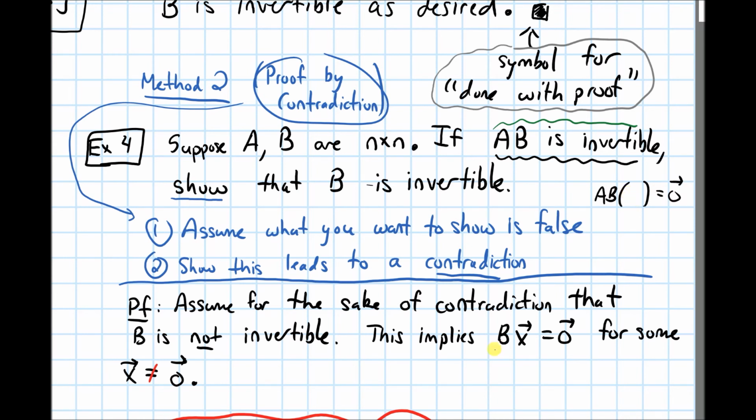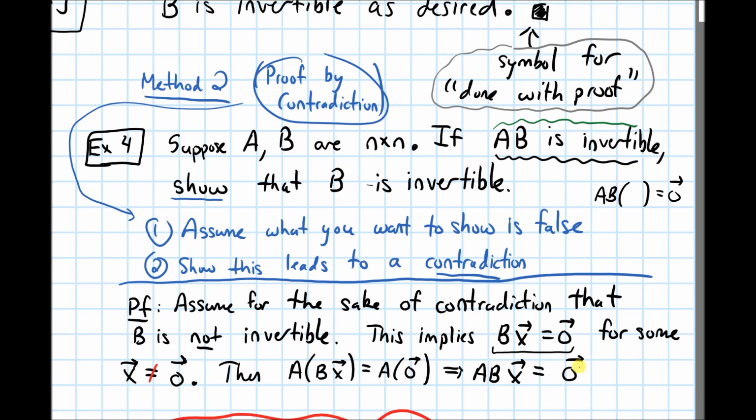And I could get that really quick from this equation by multiplying both sides by A on the left. Anytime I multiply an equation on both sides by a matrix, I have to stay consistent with which side I multiply on. So if I multiply on the left on one side, I have to multiply it on the left of the other side. So I multiply both sides by A. So this implies that A times B times X equals, and what's A times 0? Well, that's just 0. So what I've just gotten is that A times B times X equals 0.